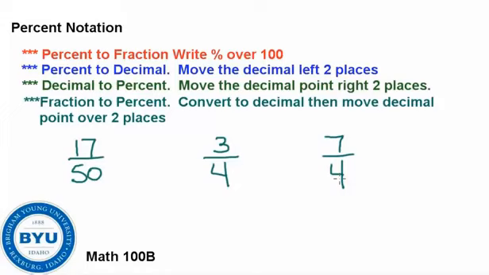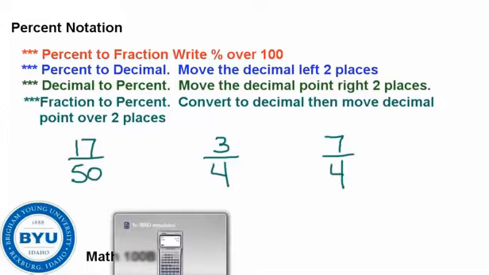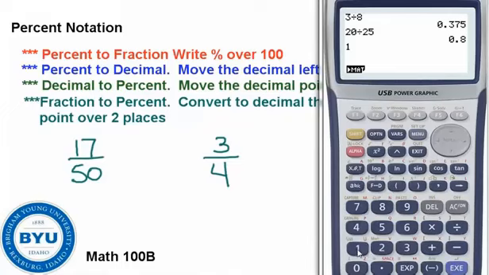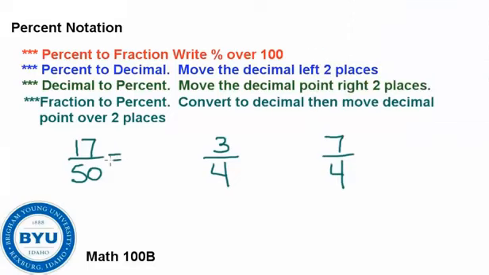Okay, how'd it go? 17/50. What did you do? A couple ways you could have done this. I think I would have just typed in 17 divided by 50 in my calculator. That's probably the lazy way out, but it works really nice. I get 0.34, so that's 0.34. I really wanted to get a percent, so to go from a decimal to a percent, I move the decimal place over, and I get 34%.